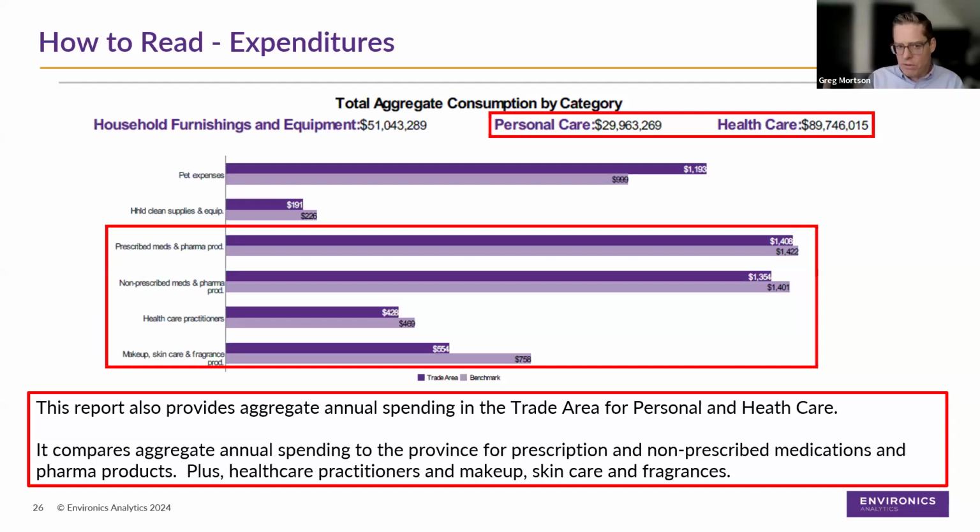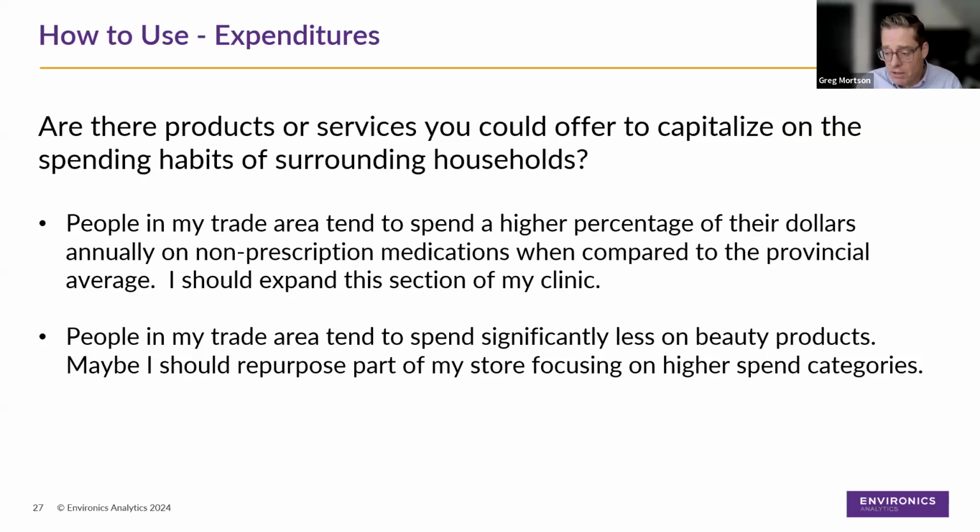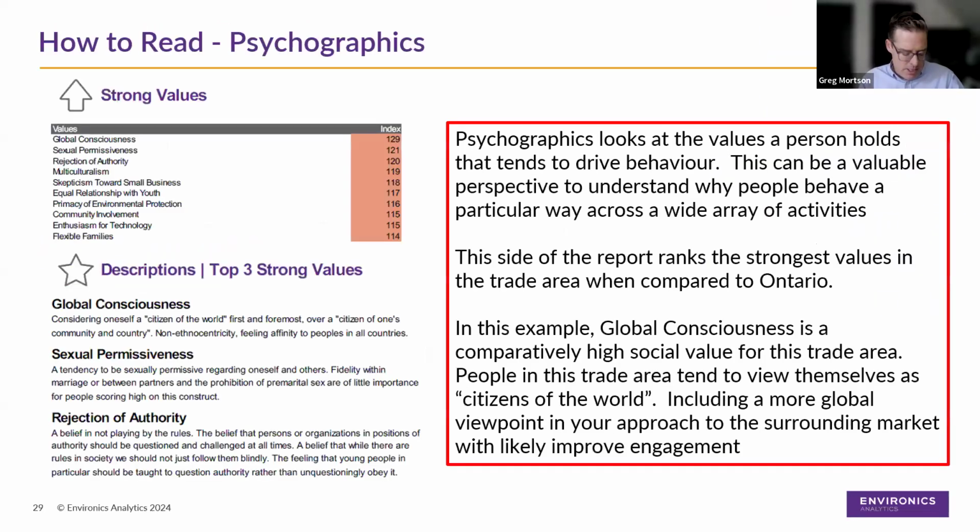You're going to see when you get your reports, they're going to be obviously specific to your trade area. So these are going to look a lot different. But you might find that people in your trade area love to spend a lot of money on makeup, skincare, and fragrance. So maybe that's something you should think more about when offering products and services aligned to the needs of your trade area. Or maybe it's non-prescription medications. Is this a section of my clinic that I should probably think more about? So just a few examples of how you might want to use this information.